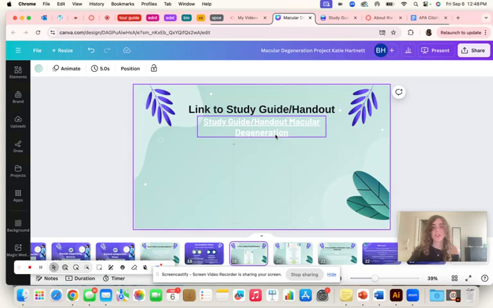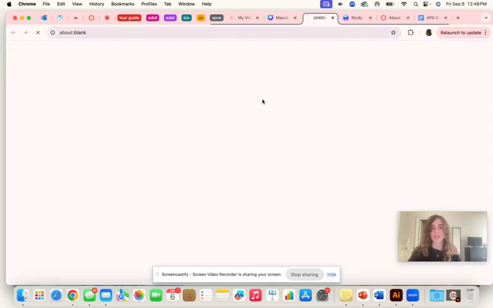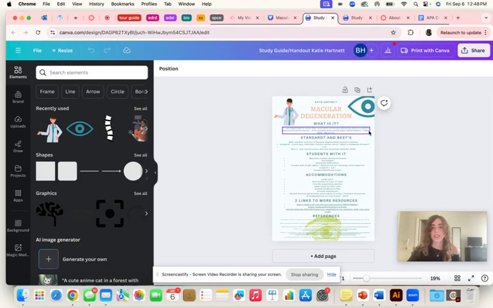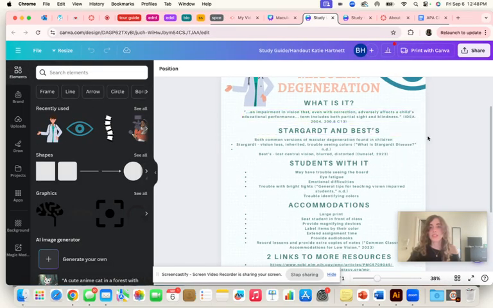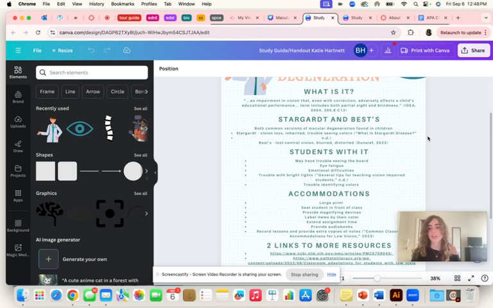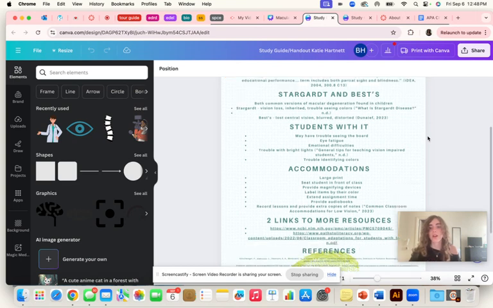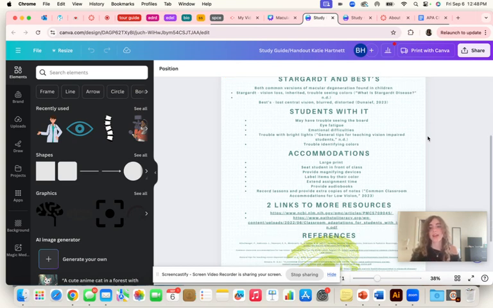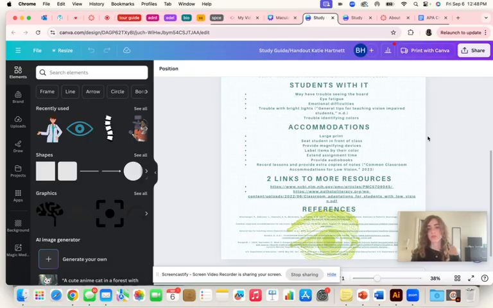So next I have a link to my study guide and handout about macular degeneration. In this handout, I just have what it is. I have the 2 diseases that are most commonly seen in students that we talked about, the struggles that we talked about that students may have, and different accommodations for students.